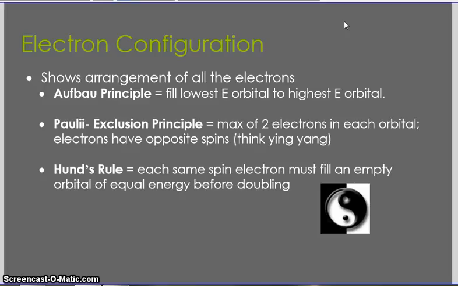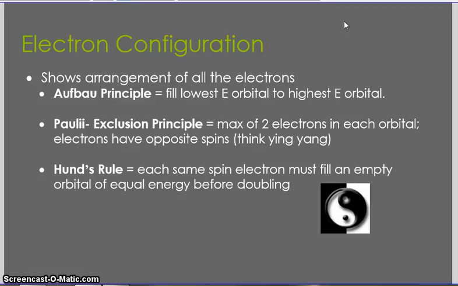Now, an electron configuration, what we talked about in class, is simply an address for the electrons. Where do they exist? There are three principles that we follow when we record and write down where they are. These are the observations that we see in real atoms. The Aufbau principle says that we always fill the lowest energy orbitals first and then work our way out to highest energy. So it's what we've been doing, but now we have a name for it.